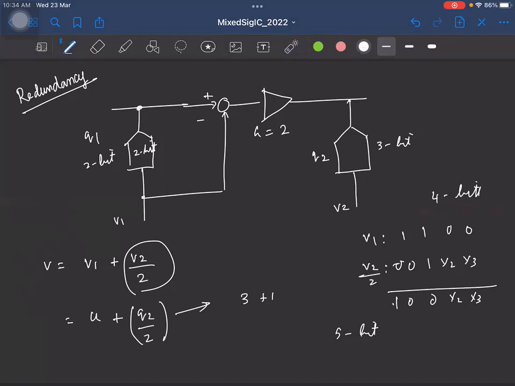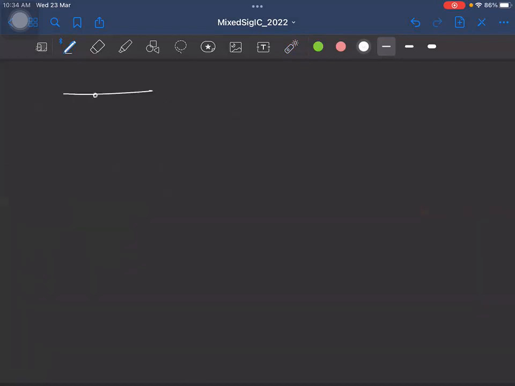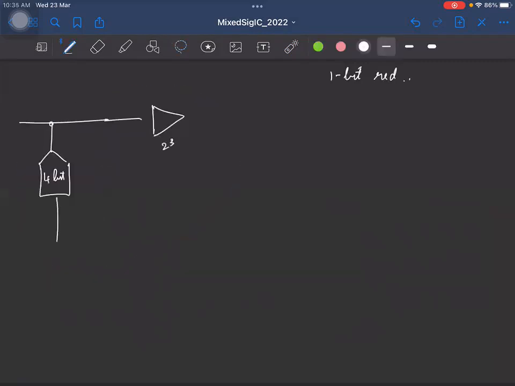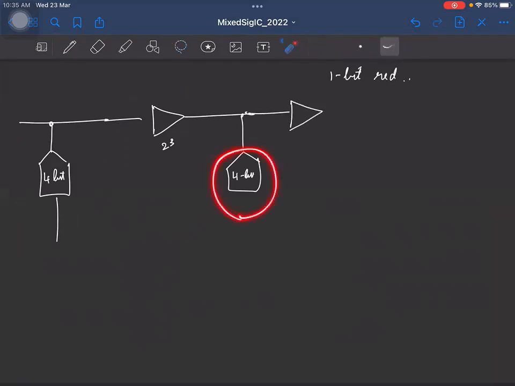Okay, so let's generalize it now. Let's say I have a 4-bit ADC here. And if I have a 4-bit ADC, what should be the gain here? If I have a 1-bit redundancy, 2 power 3. Fine, no confusions, right? So let's say this is given to one more 4-bit ADC. Again, if I have an amplifier here, what will be the gain? 2 power 3. Just need to look at this portion, right? This is a 4-bit. You need to have a 1-bit redundancy. You need to have a gain of 2 power 4 minus 1, that's 2 power 3.